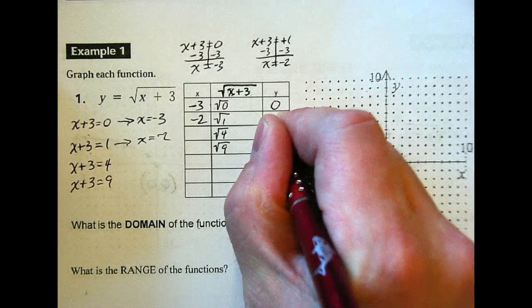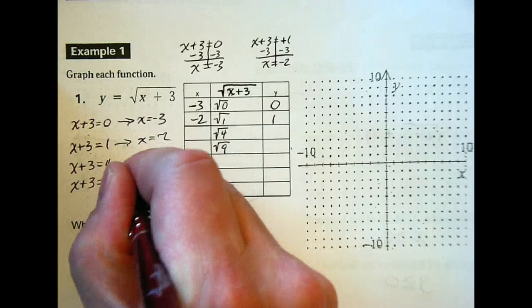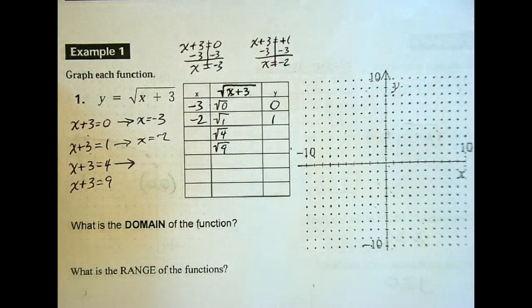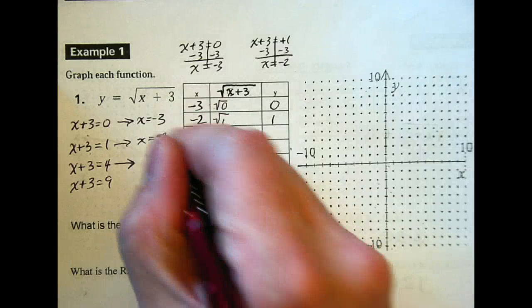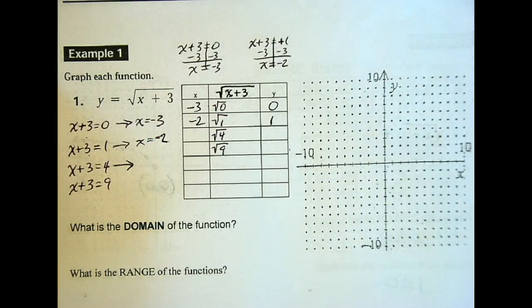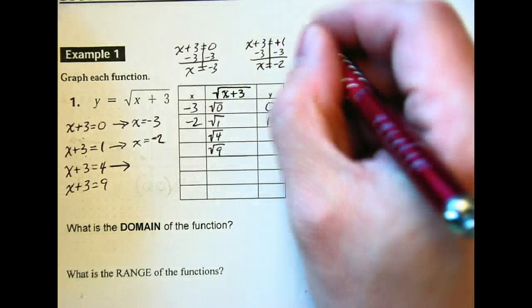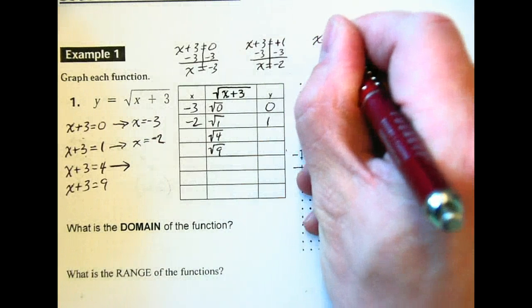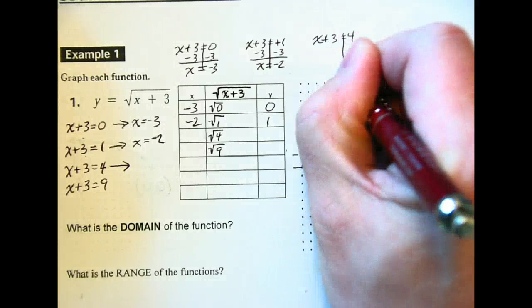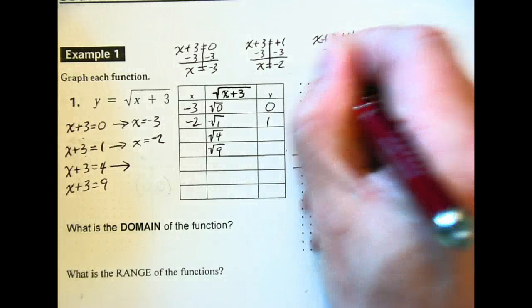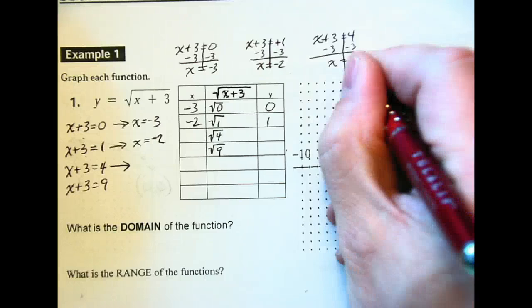Tell your neighbor what makes x plus 3 equal 4. Okay, now some of you are thinking too hard. You have smoke rolling out of your ears. Look, just write it out. Subtract 3. x has to be 1.